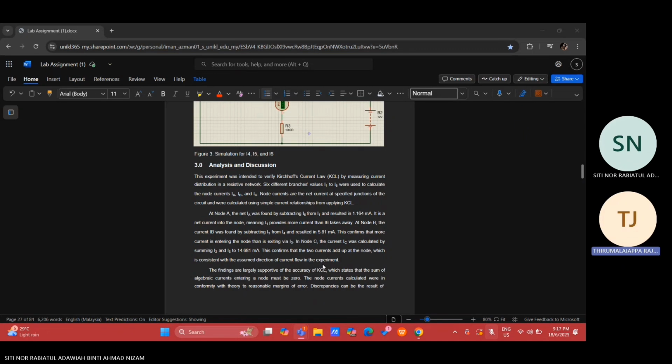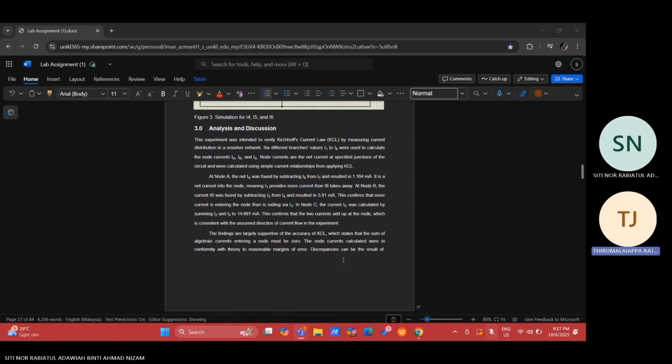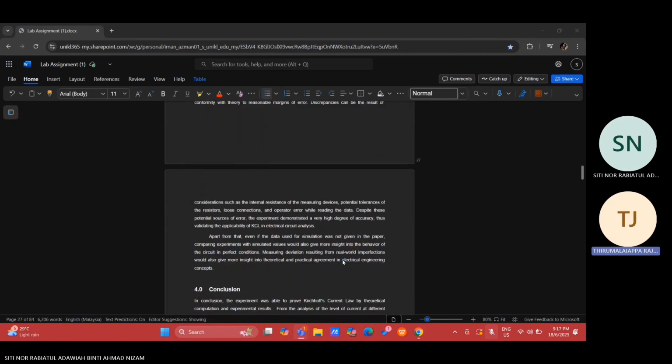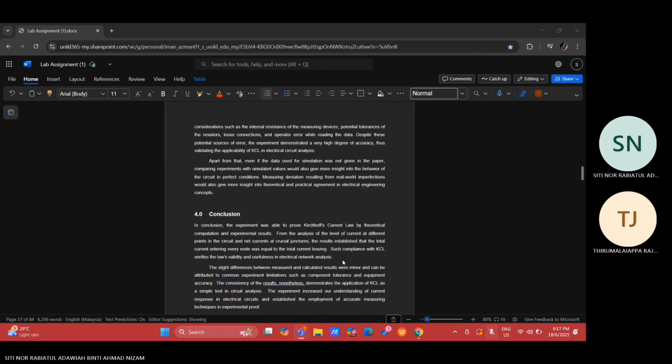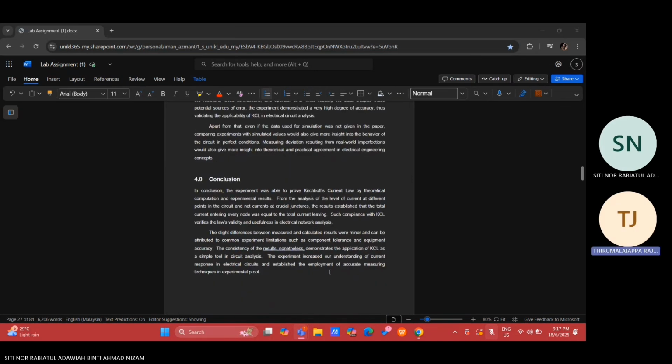In conclusion, this lab successfully demonstrated Kirchhoff's current law through both physical measurements and circuit simulation. The node current calculations matched expected values, and simulation results supported our measurements. This lab helps us better understand how current flows in a junction in a circuit and showed how reliable KCL is in circuit analysis.